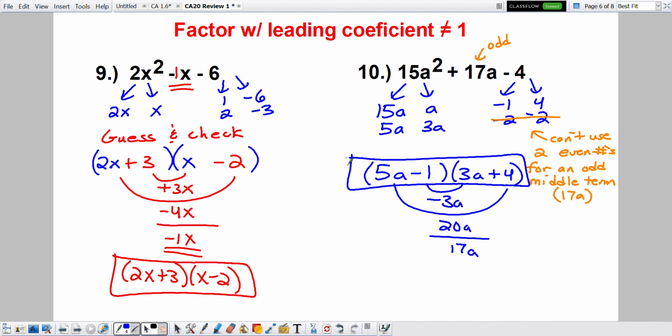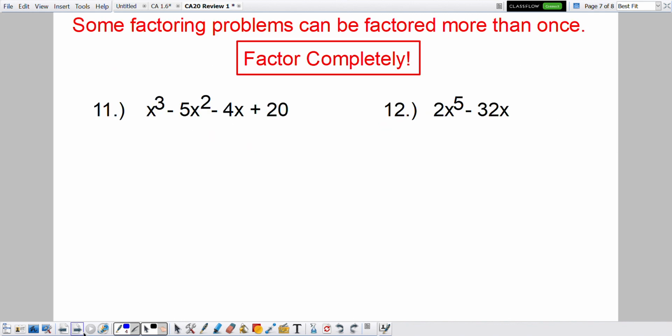The last slide I'm going to put is just factoring problems that could be factored more than once. You don't always know if factoring problems could be factored more than once until you start them. And so always factor completely. That means if you can factor it 2 times, factor it twice. If you can factor it 3 times, factor it 3 times. And so, again, if you want to pause the video and you want to try these, go ahead. I'm going to go ahead and just explain them so we can finish up.